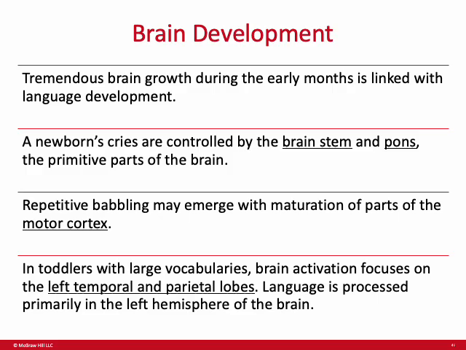Tremendous brain growth is occurring during this time. Brain development during the early months is linked with language development. A newborn's cries are controlled by the brain stem and pons, the primitive parts of the brain. Repetitive babbling may emerge with maturation of parts of the motor cortex. In toddlers with large vocabularies, brain activation focuses on the left temporal and parietal lobes. Language is processed primarily in the left hemisphere of the brain.